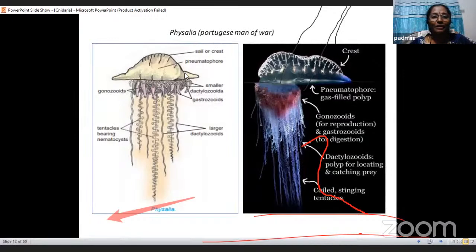Can you see the cap-like structure that is seen over there? So it resembles a cap, the war cap. So that is why it's called the Portuguese man of war. And what you find over here, they have a pneumatophore. That is, there is a space over there inside. It is just a balloon-like structure where air is filled.